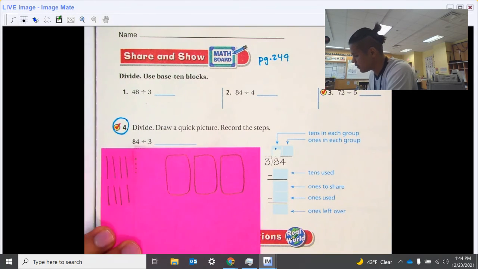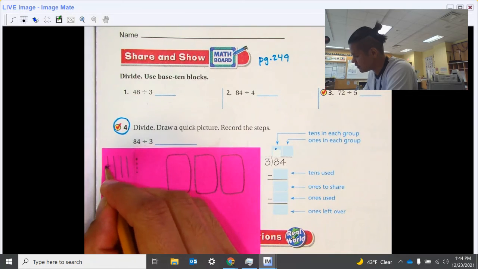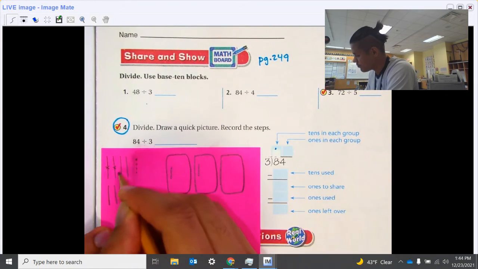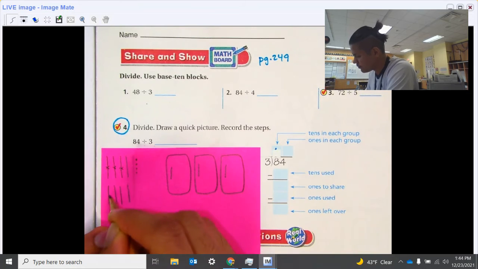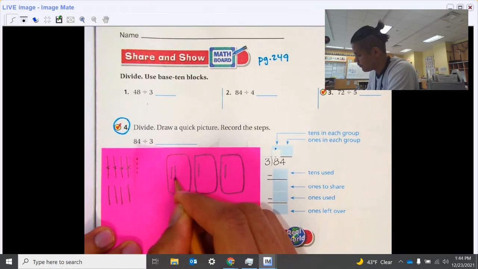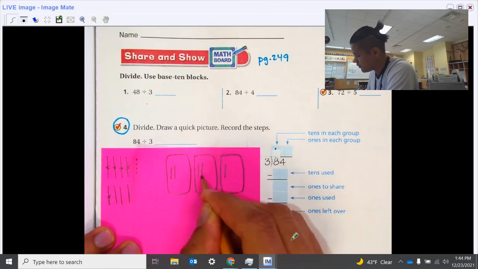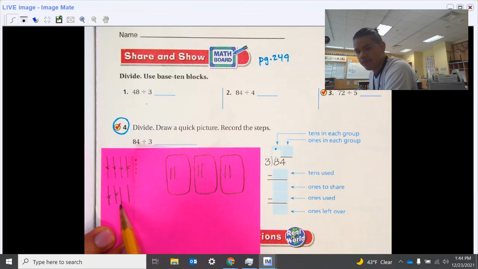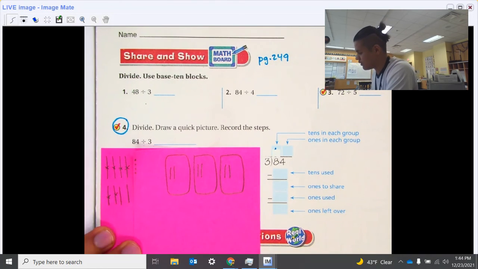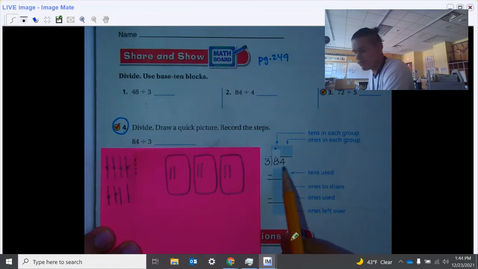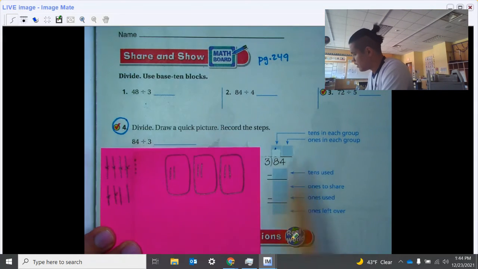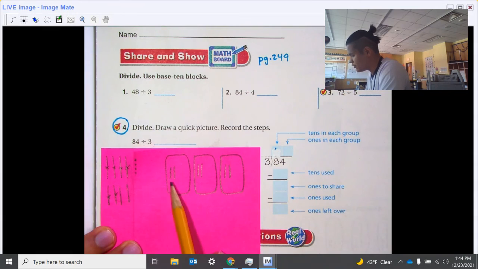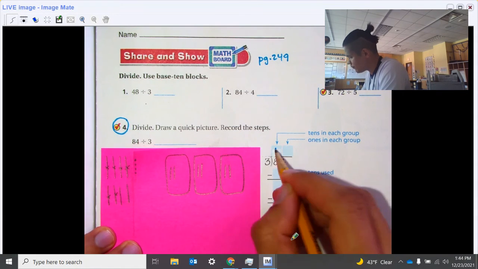So here I have 84, and I'm going to share those with 3 groups: 10, 20, 30, 40, 50, and 60. So I have 2 10s left over. I can't share those with the 3 groups. So let's go over here to 84 divided by 3. What goes above here is the 10s in each group. So I have 2 10s in each one of these groups.